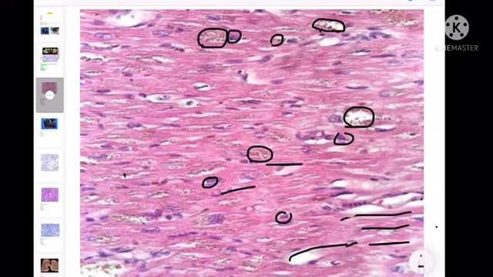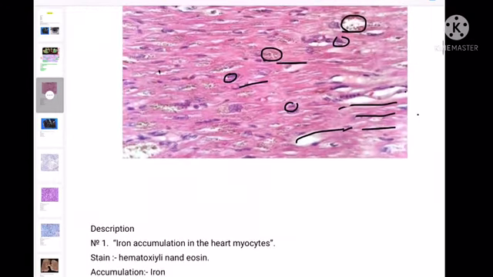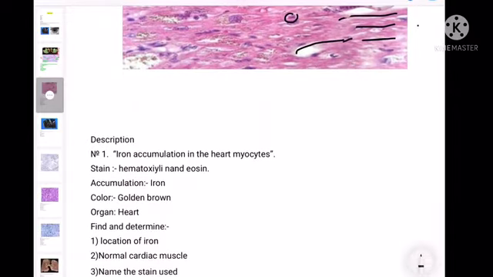If intracellular iron is in the heart and there is a high level of iron in the blood, then it points toward hemochromatosis. So this is again the accumulation of iron in the heart. In the description, they are saying that there is iron accumulation in the heart myocytes.